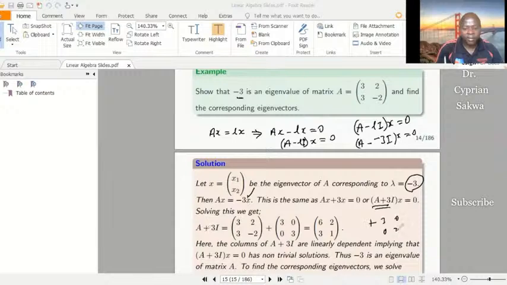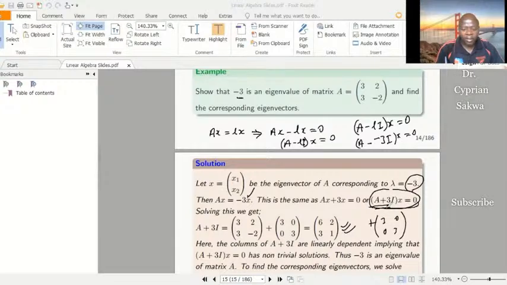So that's what you see, A + 3I. When you do that, you get this. So I just looked at the columns here and discovered that these columns were linearly dependent. And since they're linearly dependent, it means that if you were to do this, you would get a solution or infinitely many solutions. So we get either a unique solution or infinitely many solutions.